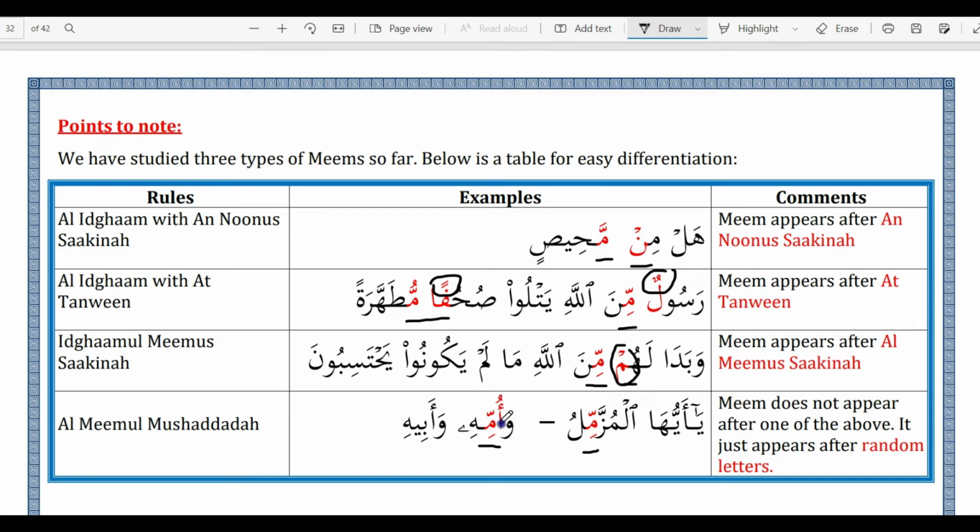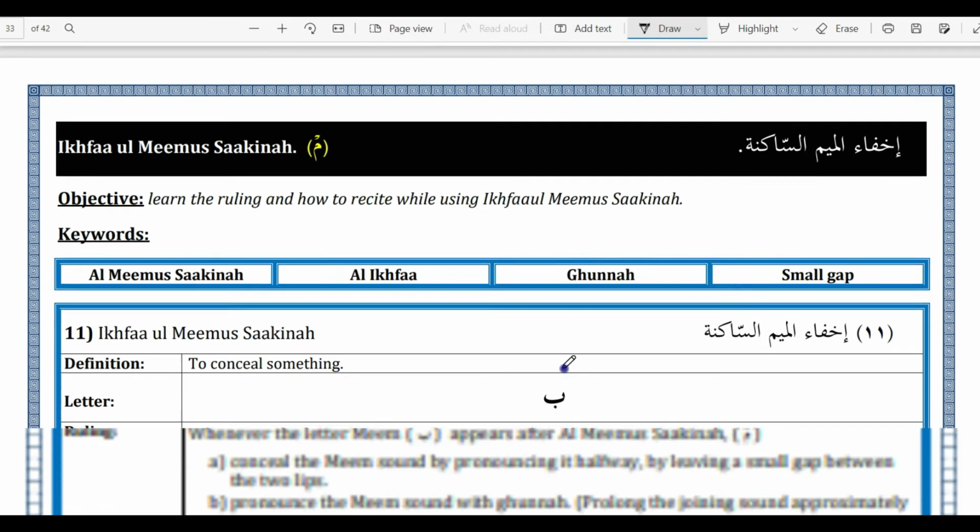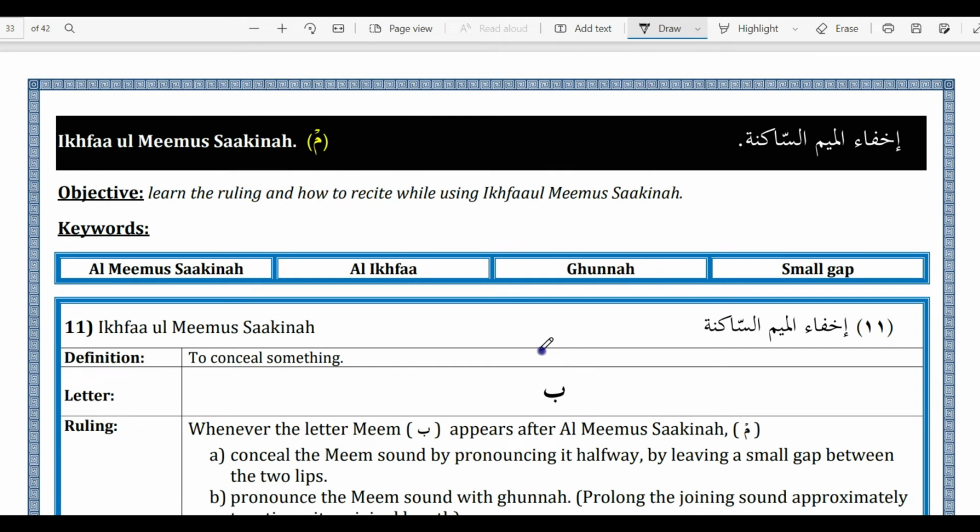Again here, there is no Nun Sakina before it. It's an Alif with a Dhamma. There's no Nun Sakina, there's no letter with a Tanween, and it's not Mim Sakina. Because these three are not there, it is just Alif with the Dhamma, so we can say this example here and this example here, both of them are Meemul Mushaddada. So we have to be careful when we look at them. Okay? Alright, let's move on to the next part of Ahkaamul Meemus Saakinah.